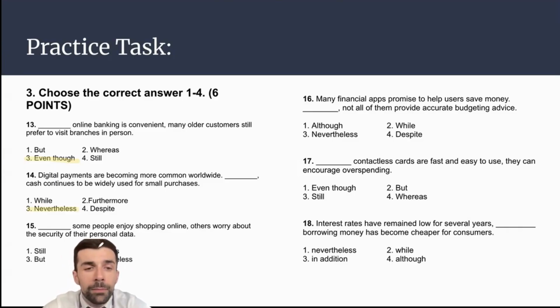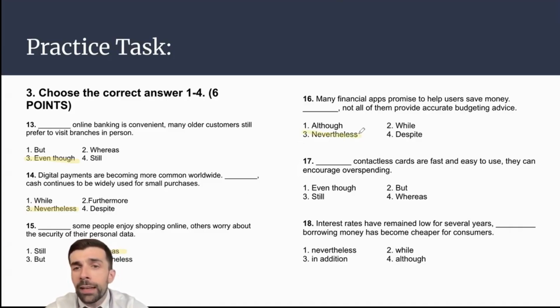And number 15, whereas some people enjoy online shopping, others worry about the security of their personal data. Here, we compare two groups of people who aren't really connected with each other. Because of this, we can use whereas. Number 16, many financial apps promise to help users save money.